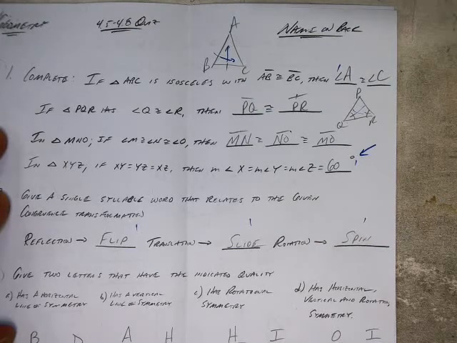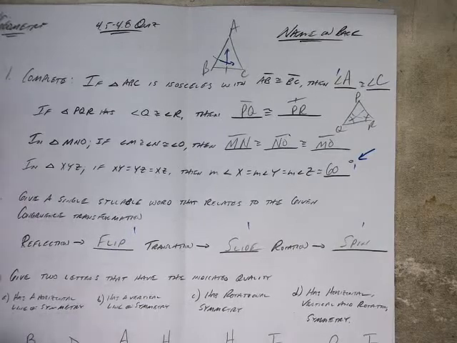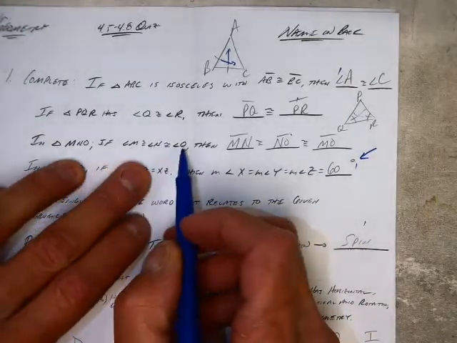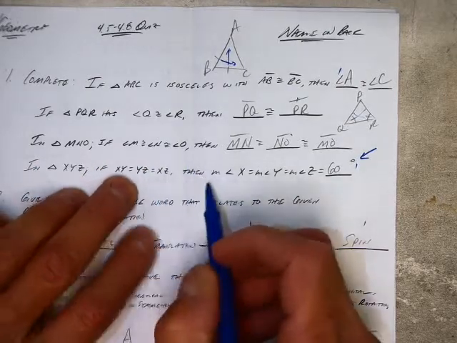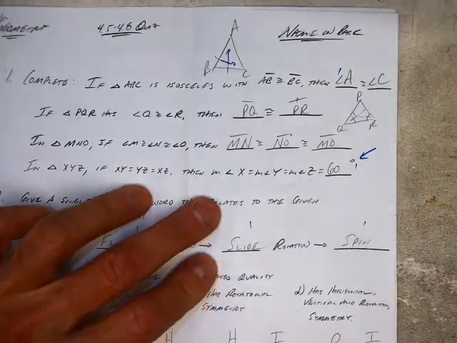Almost everybody put 180 degrees. Slow down and just think about what I'm asking. It says, if all three sides are the same, then angle X equals angle Y equals angle Z, which they are all 60 degrees.